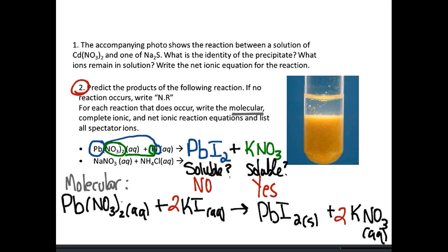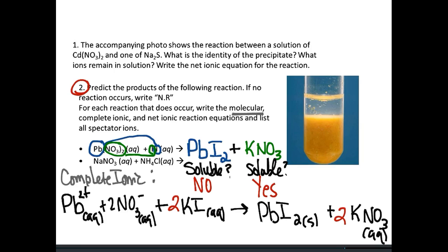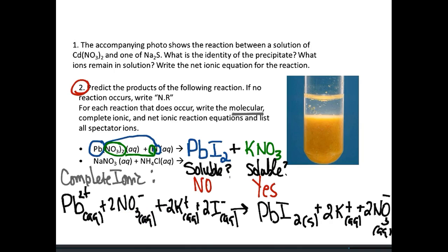So the complete ionic equation, we separate all electrolytes into their separate ions. So lead nitrate will separate into 1 lead, Pb plus 2 aqueous, plus 2 nitrates, right? The 2 outside of the parentheses comes in front because you have 2 nitrates that are going to completely separate from the lead ion. So Pb plus 2 aqueous plus 2 NO3 minus aqueous. Next, we're going to separate potassium and iodide. There's 2 potassiums and 2 iodides.